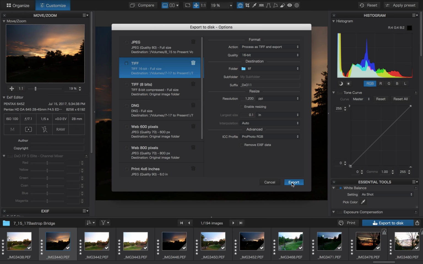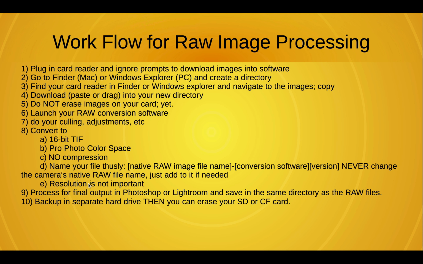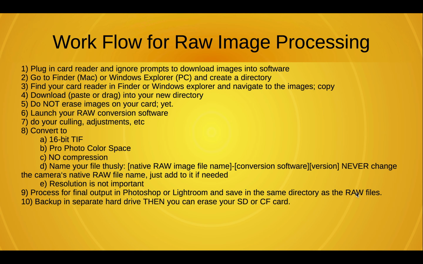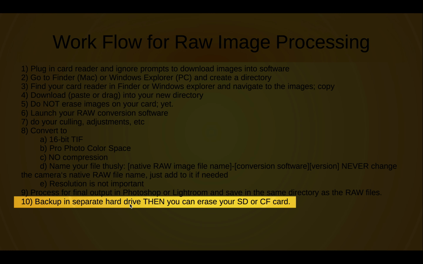Now, as we go back to our list, we've done our conversion to the directory that we want it to go to. From that point, you open Photoshop or Lightroom or whatever program you use and process for final output. And again, you want to save in the same directory as your raw files exist. Now, once all that is done and you've processed for final output, whether you've converted the JPEGs, whether you've resized it for print, what have you, everything is in one directory. Back up that directory on a separate hard drive, then you can erase your SD or CF card.